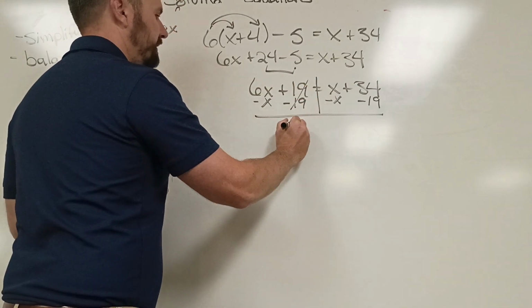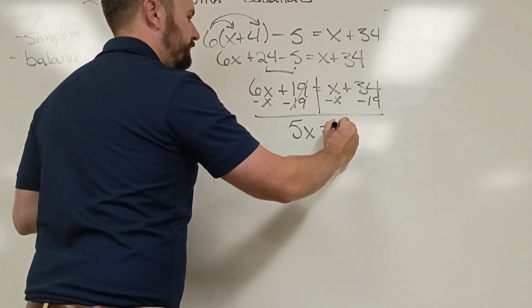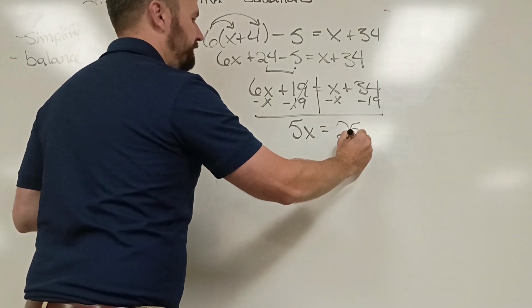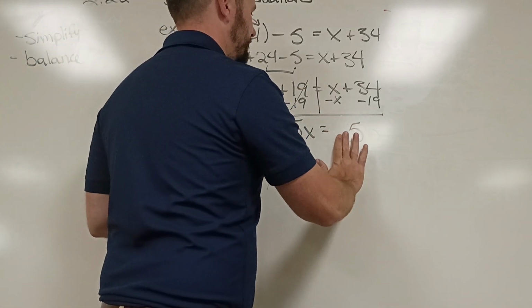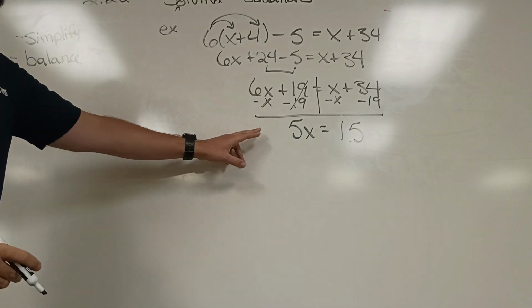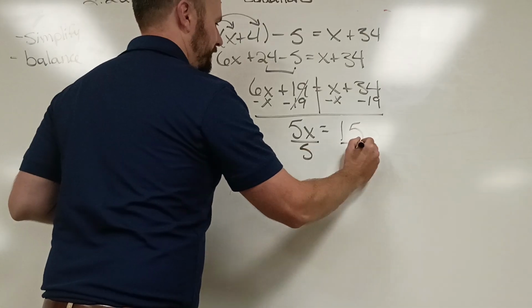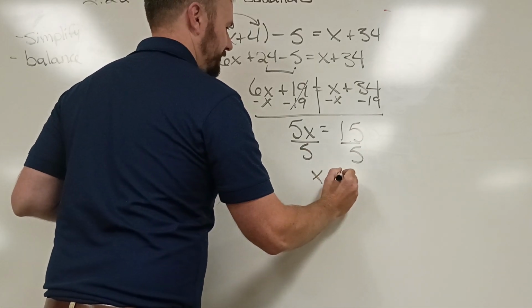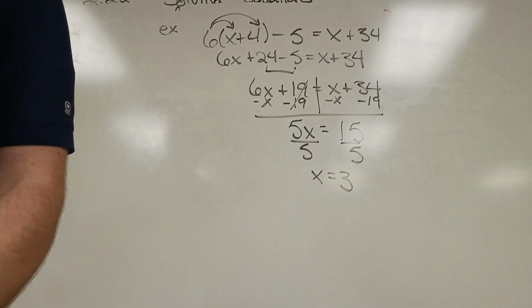That goes away. You get 5x equals 25, right? Oh, Jiminy Crickets. Math is tough, guys. All right, now what do I do to both sides? Divide by 5. There we go. All right. Anything too scary yet?